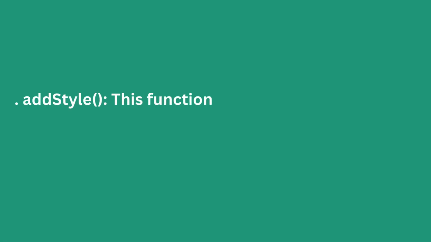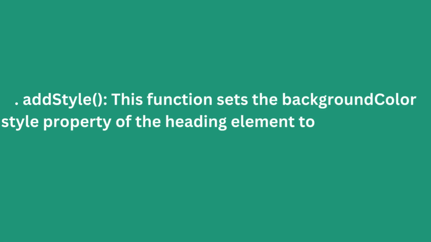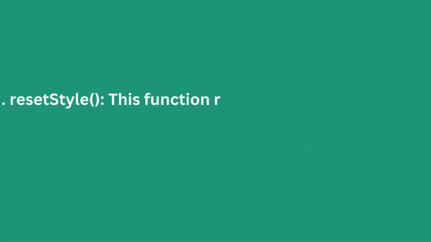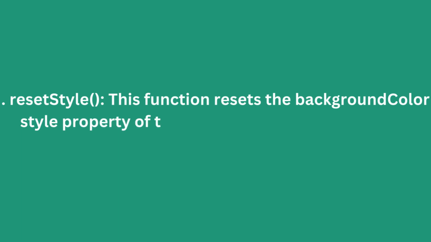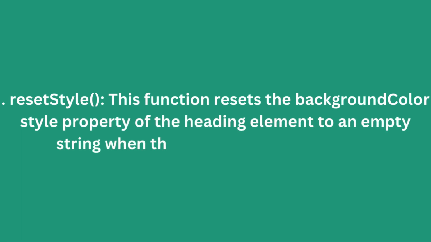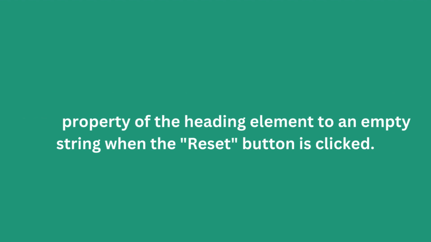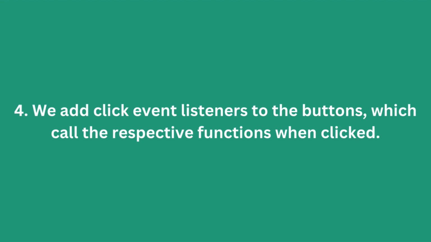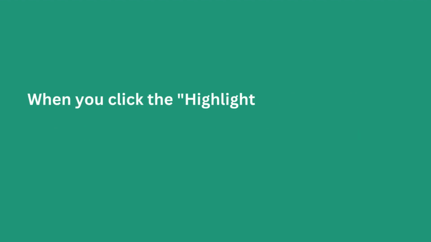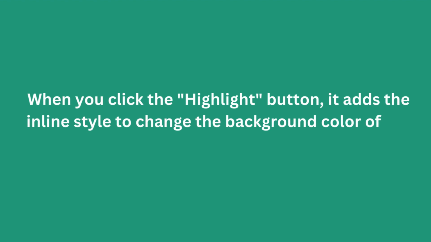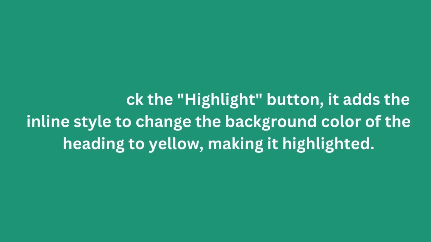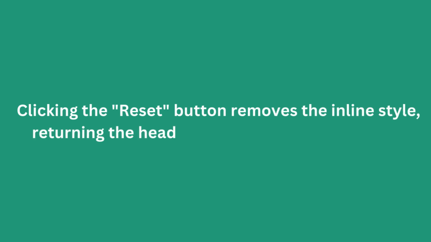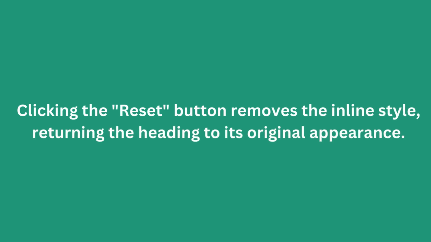addStyle: this function sets the background color style property of the heading element to yellow when the highlight button is clicked. resetStyle: this function resets the background color style property of the heading element to an empty string when the reset button is clicked. 4. We add click event listeners to the buttons, which call the respective functions when clicked. When you click the highlight button, it adds the inline style to change the background color of the heading to yellow, making it highlighted. Clicking the reset button removes the inline style, returning the heading to its original appearance.